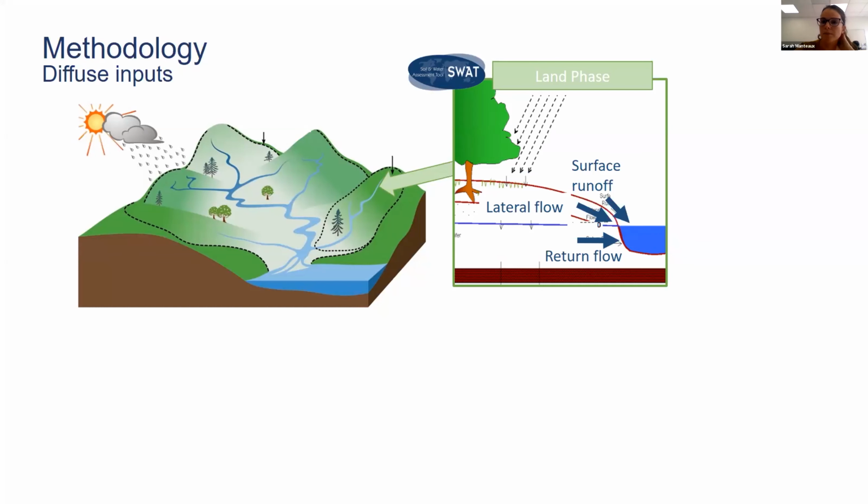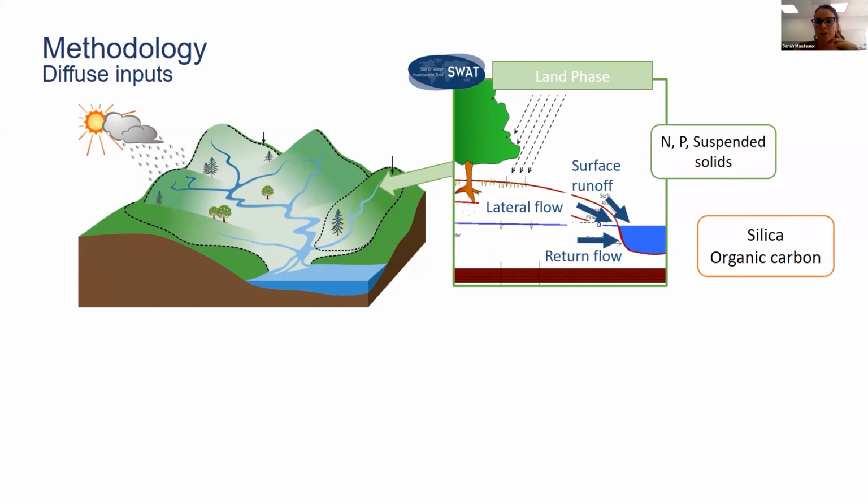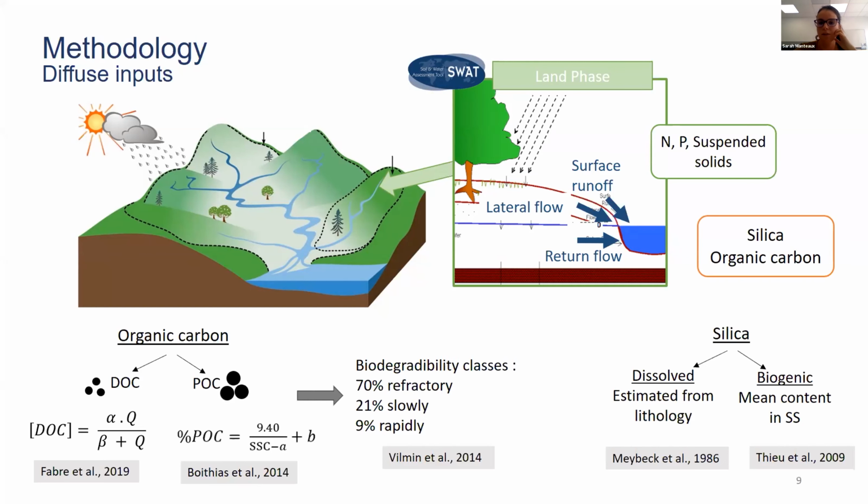Another problem is that the inputs of RIVE are the fluxes from the land, and in SWAT they are calculated for nitrogen, phosphorus, and suspended solids. Their concentration in the surface runoff, lateral flow, and return flow is given, but not the concentration of organic carbon and silica that are required for RIVE. So we will have to estimate this. We can do this by equations, like the equations of FAB or biogeochemical ones.